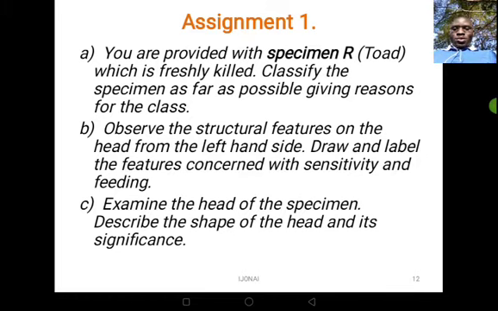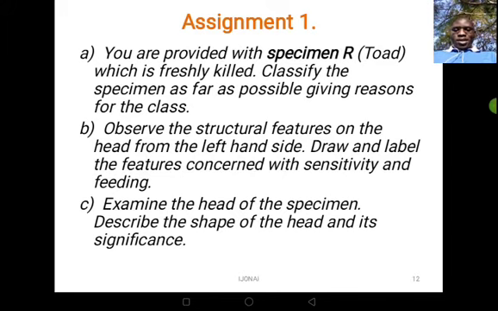And then you can also observe the structural features on the head from the left-hand side, and then draw and label the features concerned with sensitivity and feeding. Yes, you can also try that out. And remember, your drawings must be 2-dimensional drawings and very neat. We shall have another lesson where we shall look at biological drawings in detail. But for now, I want to see what you can do from here.